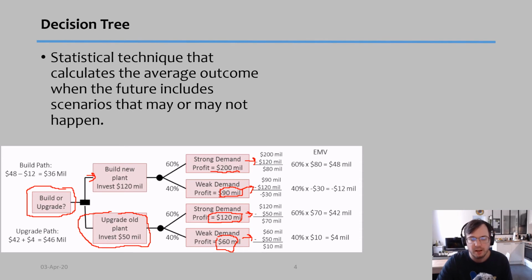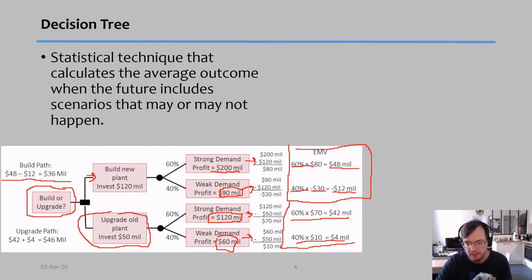Then we calculate the expected return on this investment, the expected value that I would get. For each one of them, we calculate the probability of it happening. In this case, the first one was 60% times 80 million, and I got 48 million. The second one, 40% times negative 30, and I get negative 12. I do the same for the other two: probability times the profit. Then we add the ones that are related. For the building path, 48 plus negative 12 gives 36 million. And then I have 42 plus 4 million, which gives me 46 million.